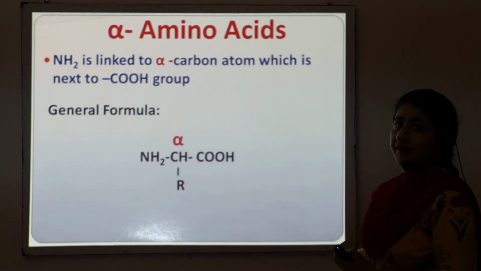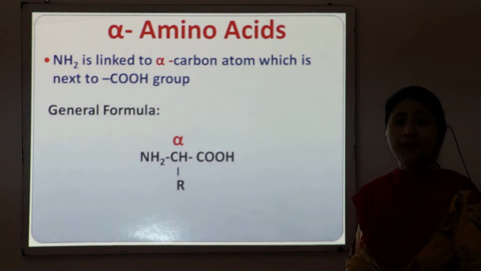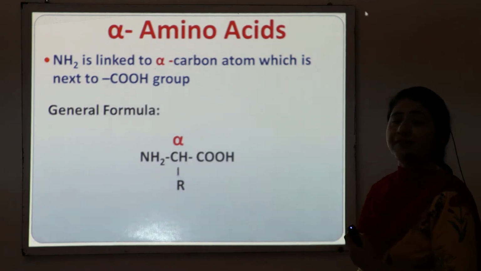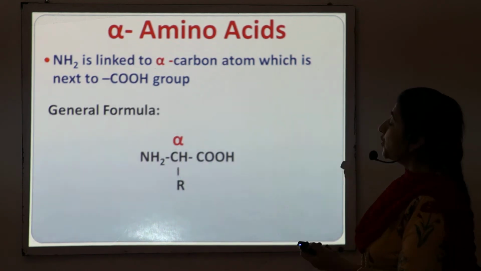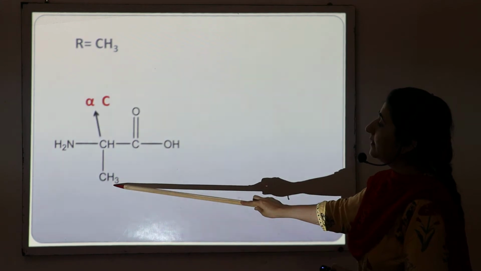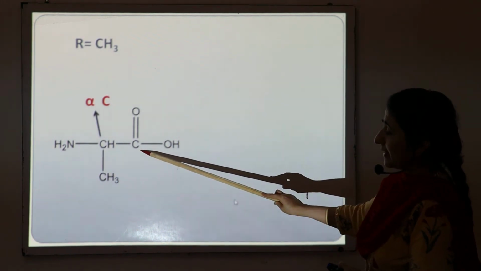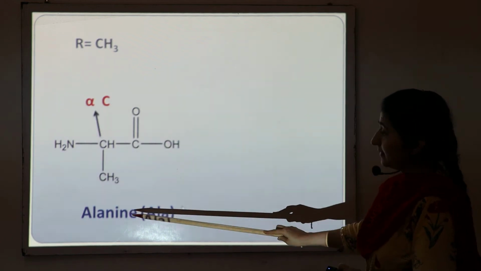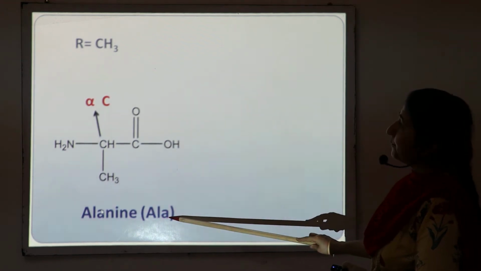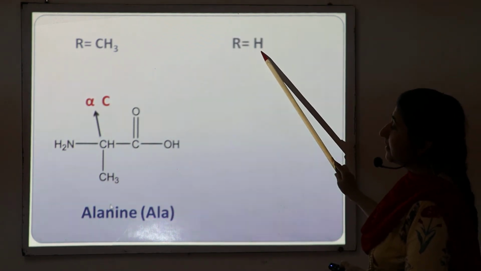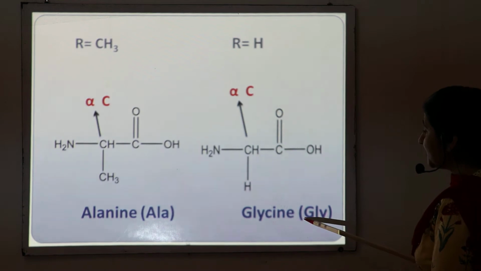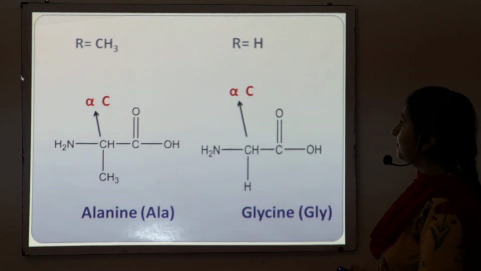The R groups are different. It may be hydrogen, an alkyl group, or an aryl group. Depending upon the nature of the R group, we obtain different types of alpha amino acids. If R is equal to CH3, then we get the alpha amino acid named alanine. It is also denoted by its first three letters, that is Ala. If R is equal to H, then we get the amino acid known as glycine, denoted by its first three letters, Gly.